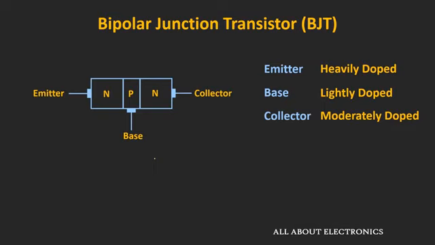And if we talk about the width of these three regions, the base region is much narrower compared to the other two regions. In terms of width, the collector region is wider than the other two regions, because the job of the collector region is to collect the electrons supplied by the emitter. In fact, that is why it is known as the collector.